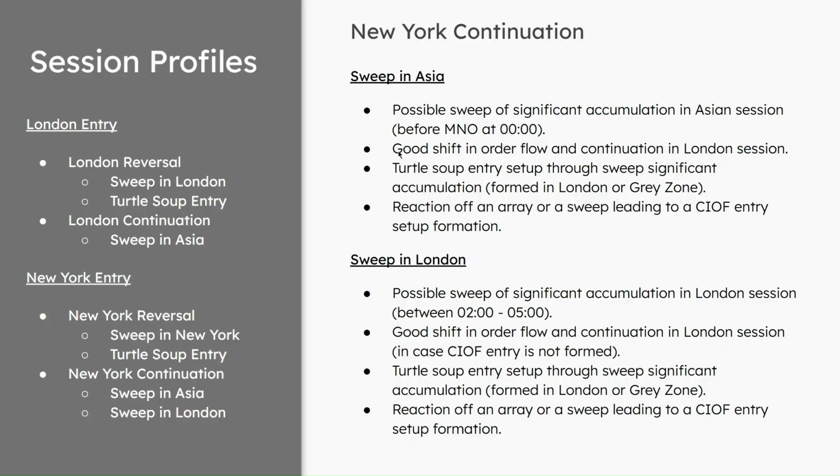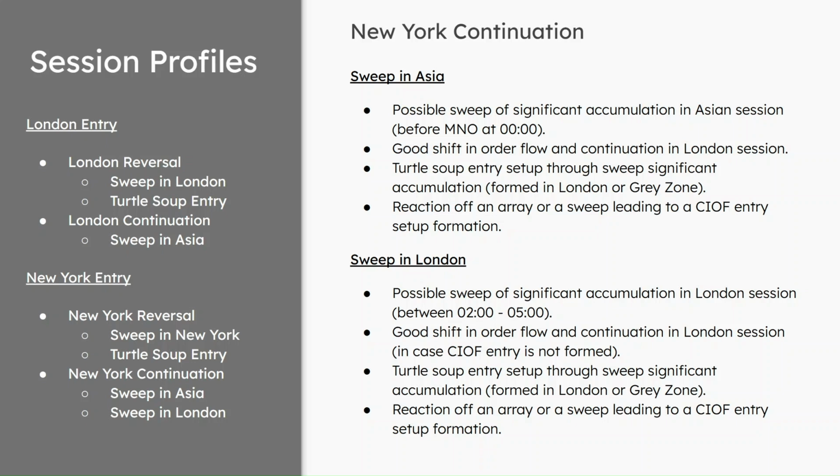The next narrative is the New York continuation narrative. Again, we have two scenarios through which the New York continuation narrative can set up. First one being the sweep in Asian session, which is a possible sweep of significant accumulation in the Asian session, which is right before the midnight open at 0000 Eastern Standard Time. We need to see a good shift in order flow and continuation in the London session. Turtle soup entry formation through sweep of significant accumulation formed in the London or the gray zone. We need to see a reaction of an array or a sweep leading to a CIOF entry setup formation.